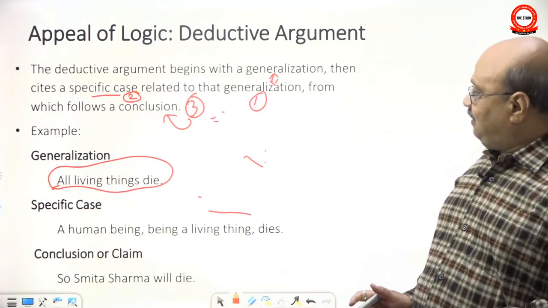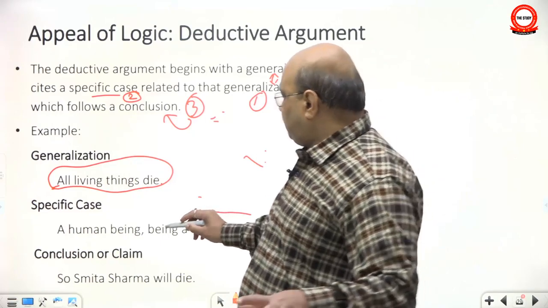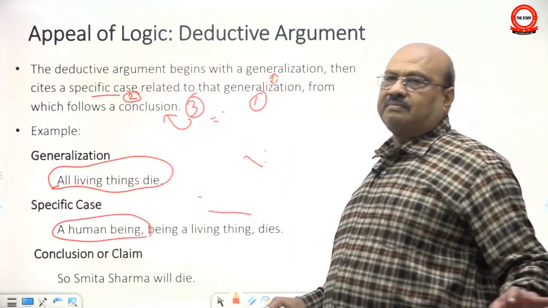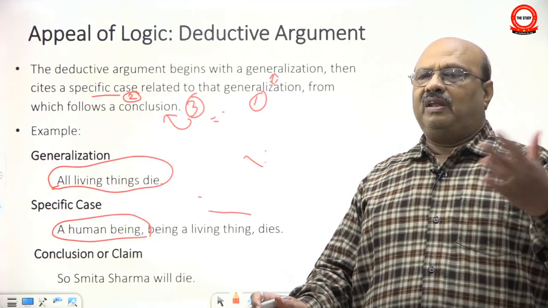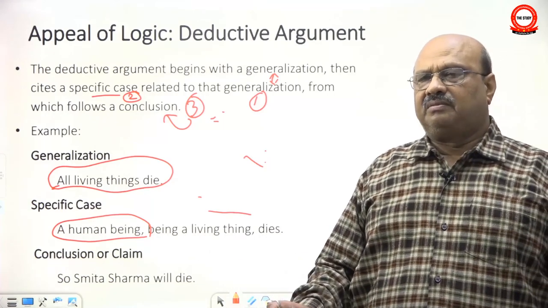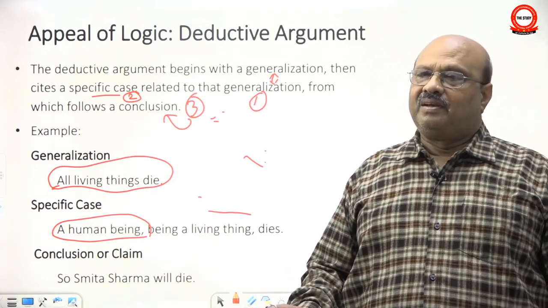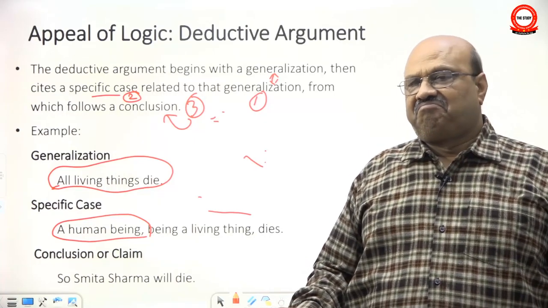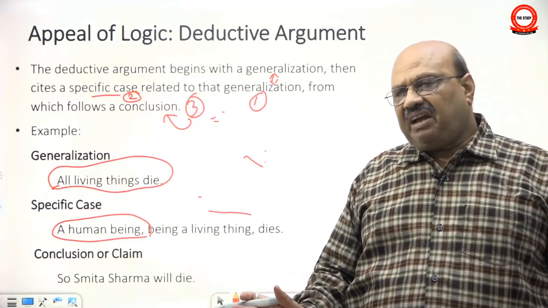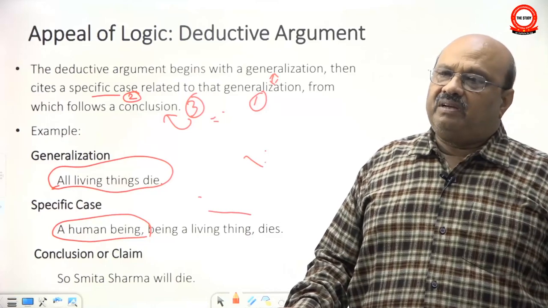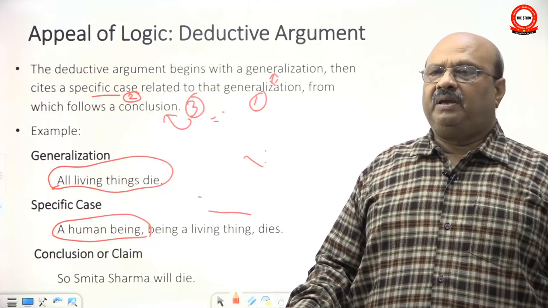Okay? And then you come from the general to the specific. Now you give the specific statement. What is that specific? A human being, being a living thing, dies. When all living things die one day, it is but natural that a human being will also die someday. Therefore, now the conclusion or the claim: Smita Sharma, even if she is 25 years of age or in her 20s, may die. Now, this claim looks very logical. So, when you are presenting your logic in this way, you are actually utilizing the appeal of deductive logic.